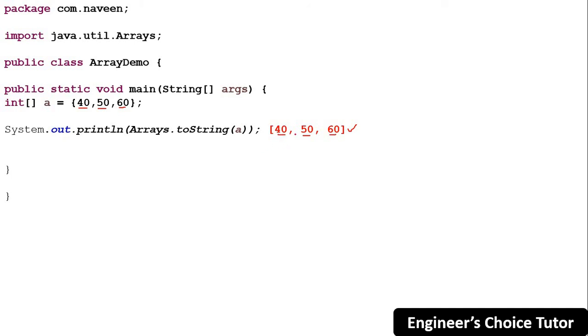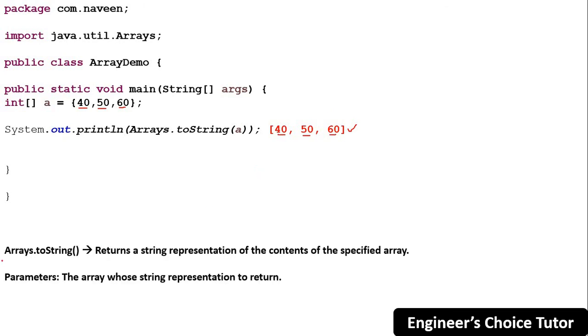I have shown you on the console also that the values are stored in this array. So I'm printing this. So what is this Arrays.toString method? It will return a string representation of the contents of the specified array. And what parameter do you have to pass in this method? The array whose string representation is to be returned.